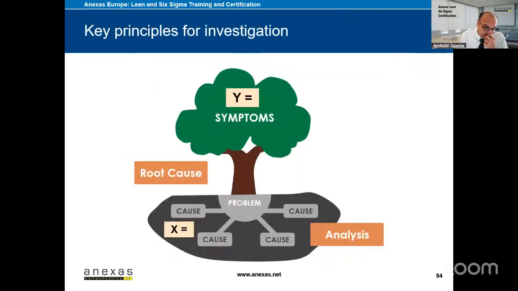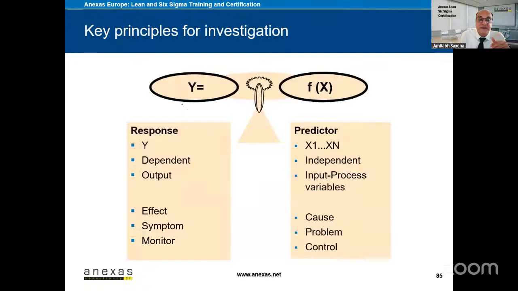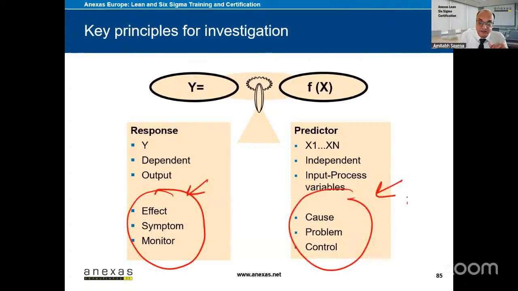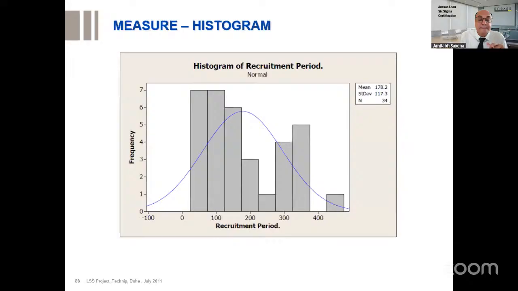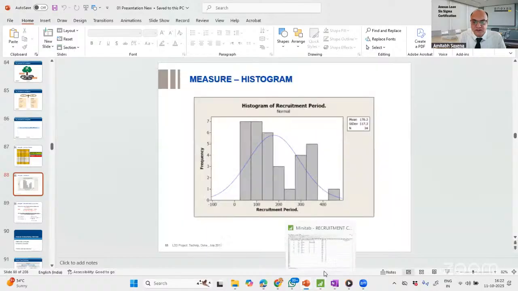In the measure phase, we identify that Y is due to the X factors. So you have to identify what is the Y, high recruitment time, and what are the X factors. You cannot do anything about Y directly. You can just monitor the Y, but the problem is in the X factors. So you make a histogram. Let me show you how you make a histogram also. I've got the data as well.